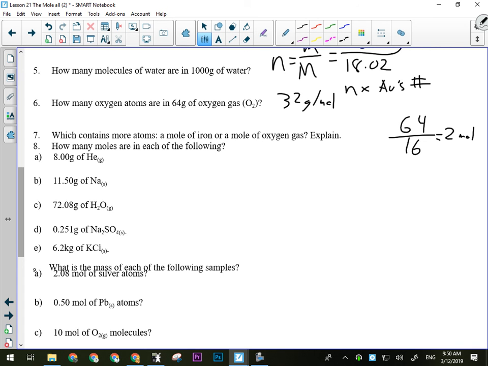How are we doing with the rest of these? Anyone past number 6 and 7? For number 7, I just want to talk about that one as well because it's the same idea. Which contains more atoms, a mole of iron or a mole of oxygen gas? A mole of oxygen gas. Again, iron comes as a single atom. So if I have a mole of iron, I have 6.02 times 10 to the 23 atoms of iron. But if I have 1 mole of oxygen, I have 6.02 times 10 to the 23 molecules of oxygen, each molecule containing 2 atoms. So I would actually have more atoms if I had a mole of oxygen gas than if I had a mole of iron.